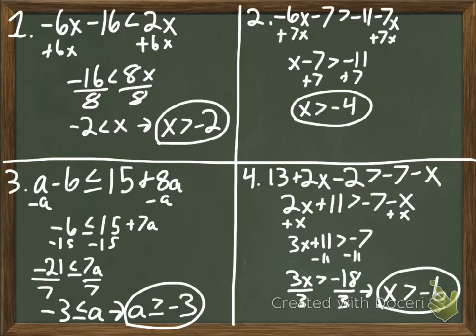And then I'd also like for you to pay attention to 4. As you saw here, in 4, you had to do one step before you could actually move your variables, and that was just simplifying. So please make sure that you do simplify things before you start moving the variables.